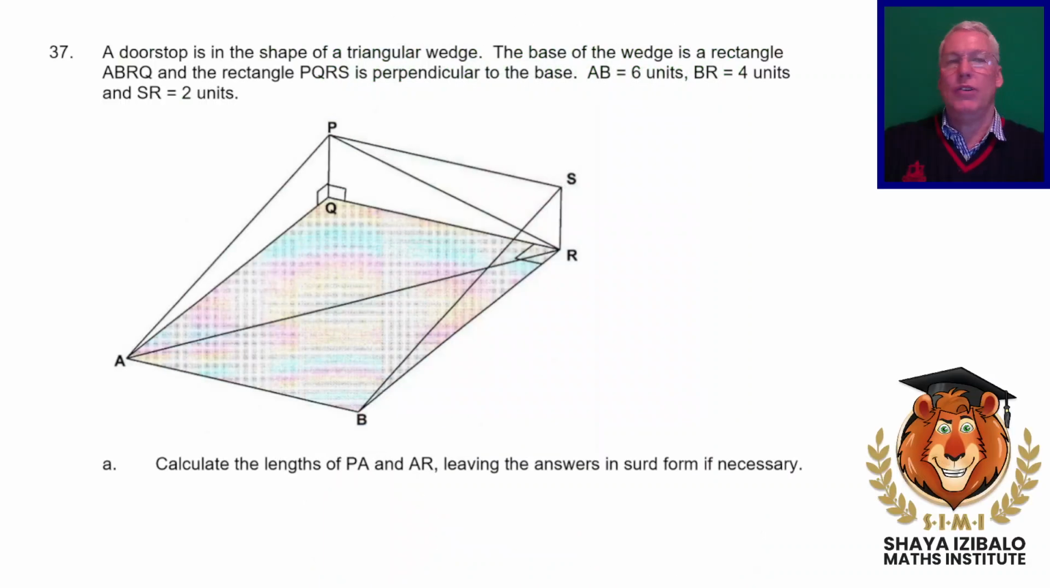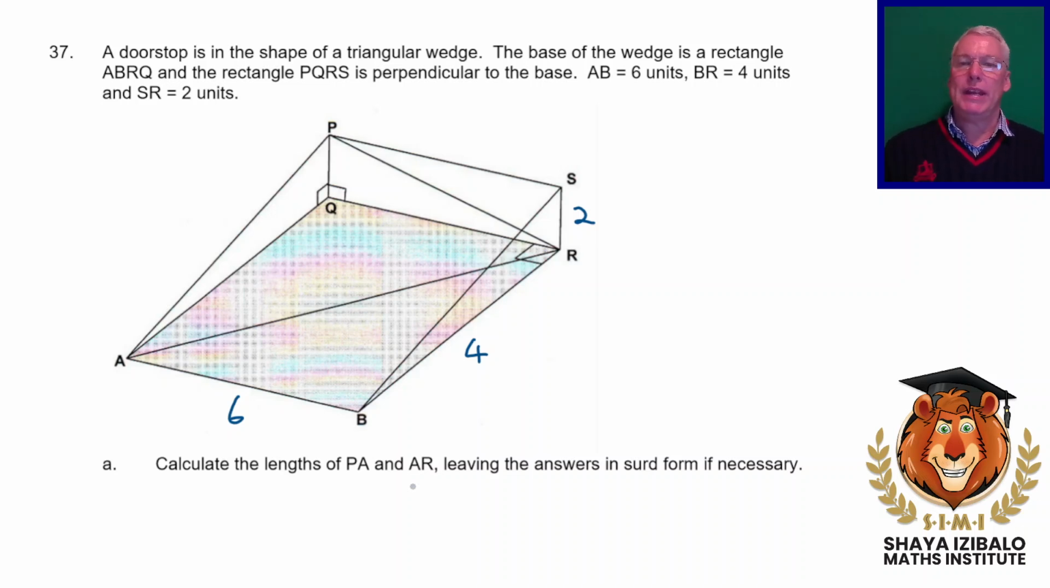So let's continue, and we are now looking at this question. We're asked to find the lengths of PA. We know that AB is 6, we know that BR is 4, and we know that SR, the height of this little wedge, is 2. So we're asked to find PA and AR. Both of those are hopefully reasonably straightforward to find.